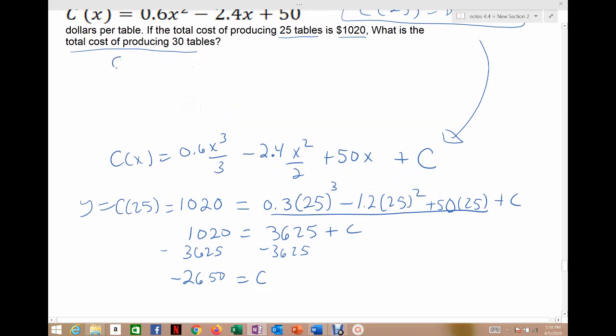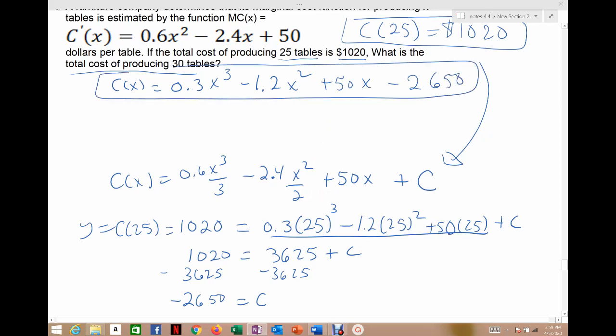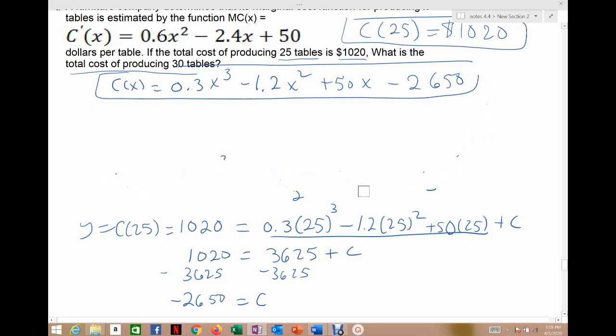So my cost equation for this problem, simplifying this, is 0.3x cubed minus 1.2x to the second plus 50x, and then I found my c value was negative 2,650. So there is my unique cost function. That gives me my answer.